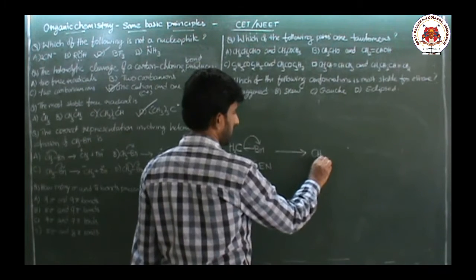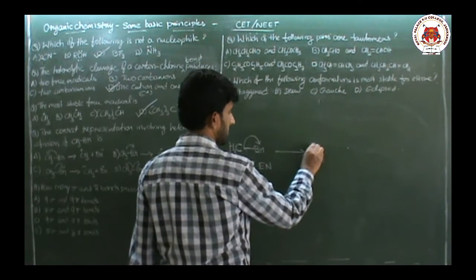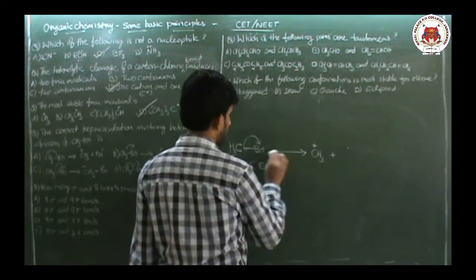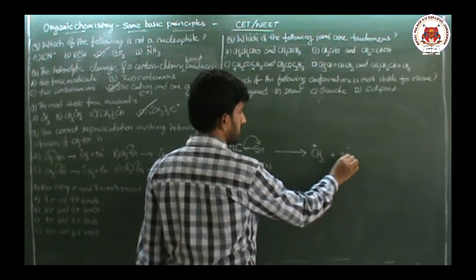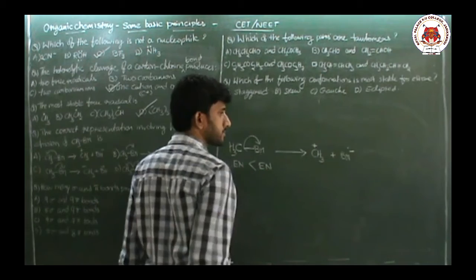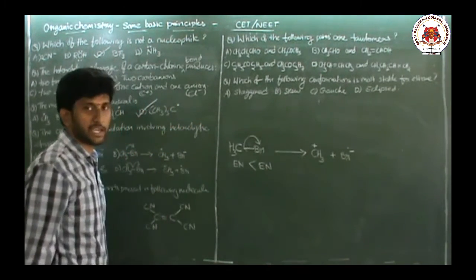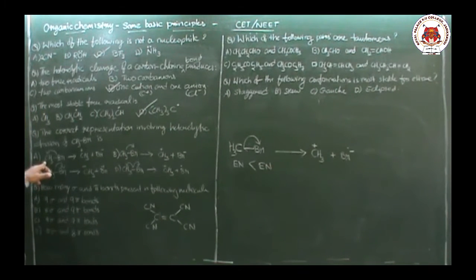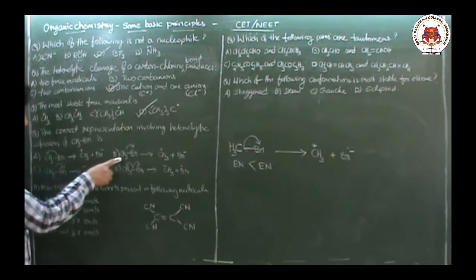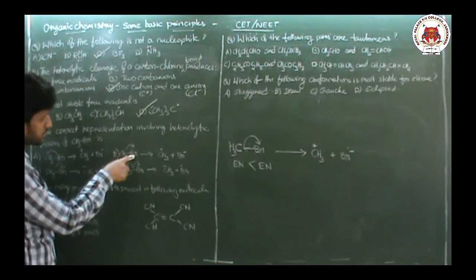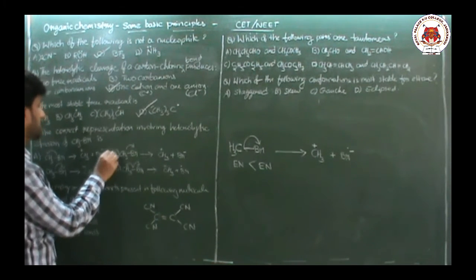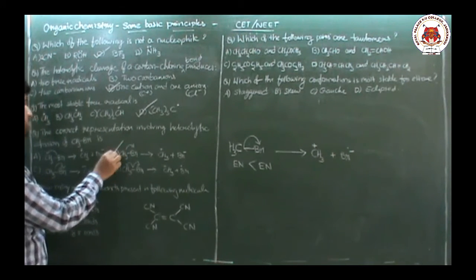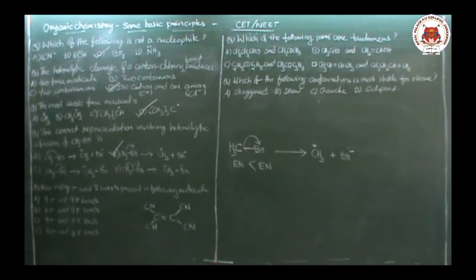So what will you get here? 1 methyl cation you will get, and 1 bromide ion you will get, Br minus. So that should be the actual heterolytic cleavage. So where is that option? If you see, here it is methyl cation and bromide only, but the representation is wrong. The cleavage is wrong. Here the cleavage is correct because the electrons are moving towards the bromine. So which option is correct? Option B is correct.